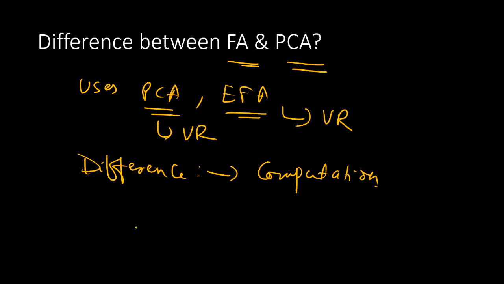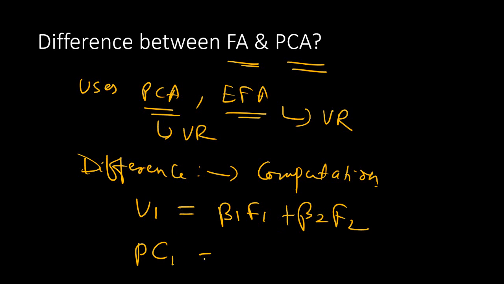So one of the mathematical differences I'll provide here, and it's very important and often asked in technical round interviews. In the factor analysis, every variable, say variable 1, is a linear combination of beta 1 factor 1 plus beta 2 factor 2. Whereas if it's a principal component, it is a linear combination of variable 1, variable 2, and so on. It could be more number of variables as well. So here is the difference.